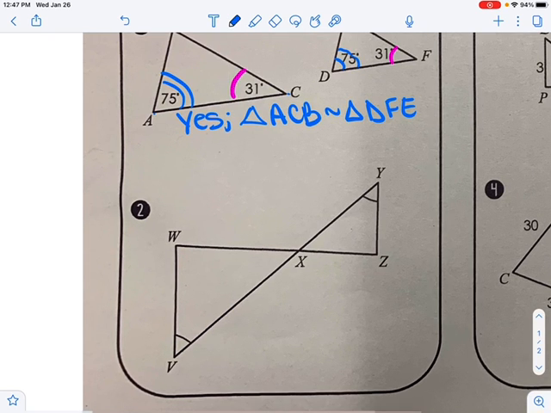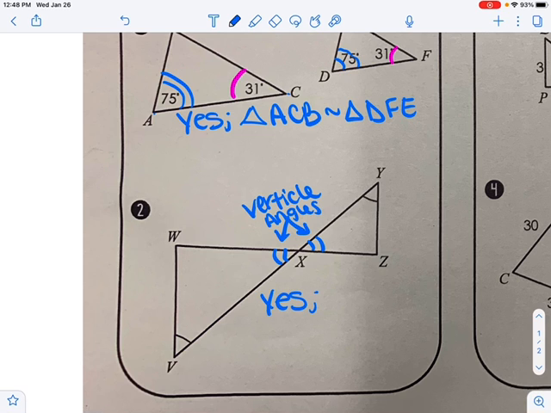Number 2. We have a set of congruent angles marked for us. And I know people are going to say, oh, there's only one set, they're not similar. We cannot forget about these angles, right? Those are called vertical angles. So those are built-in congruent angles. So yes, these are similar.